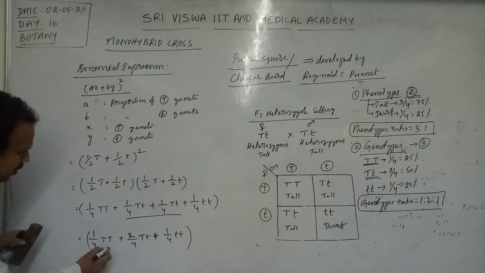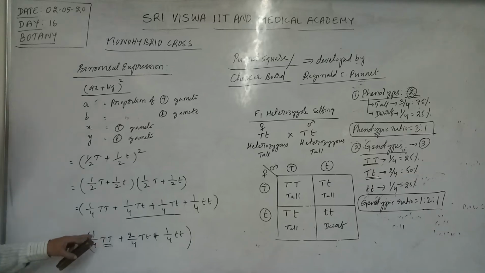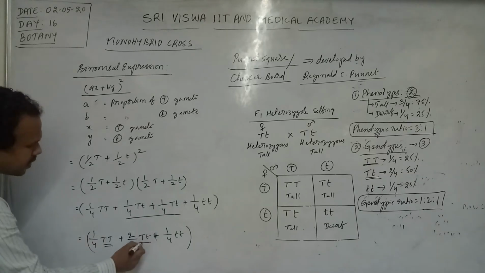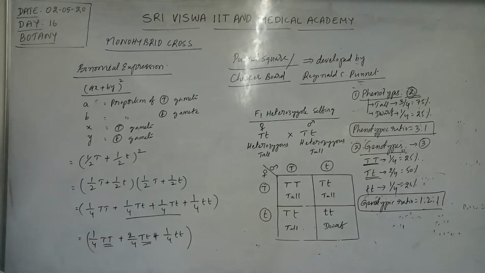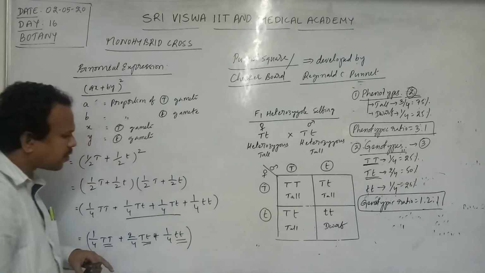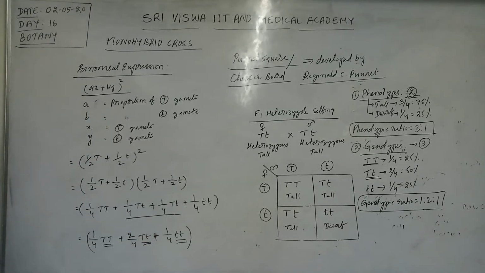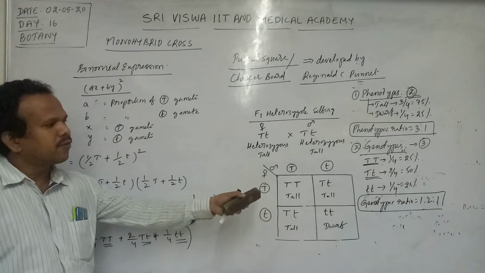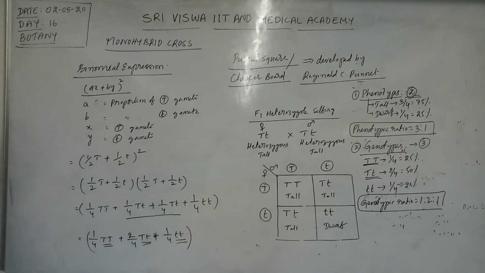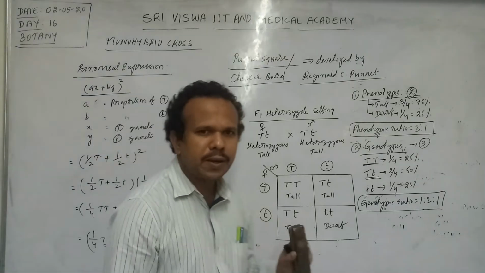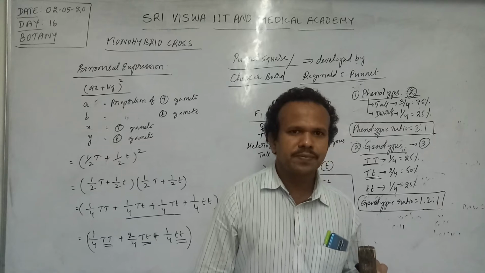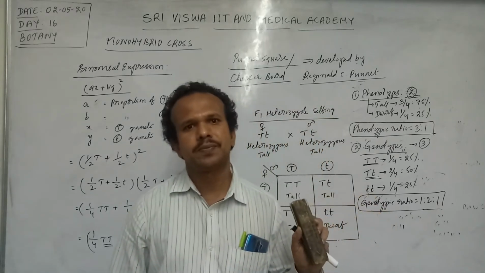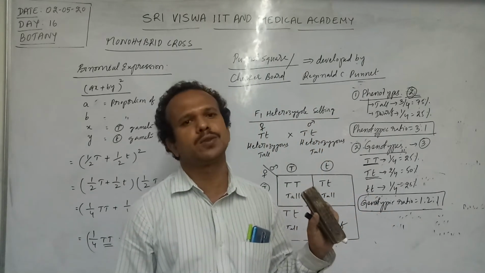However, here also the proportion of homozygous tall is 1 by 4, proportion of heterozygous tall is 2 by 4, proportion of homozygous dwarf is 1 by 4. It also explains the 1 is to 2 is to 1 genotypic ratio in monohybrid cross. Are you getting? Okay?